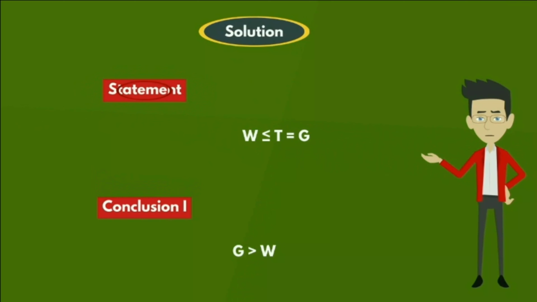But in the conclusion they are asking the relation G to W. So we can write this G greater than or equal to W. But here it is G greater than W. So conclusion 1 is false.